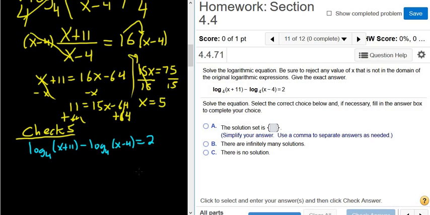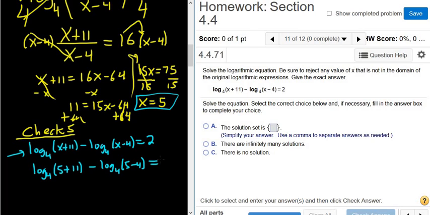To check 5, you have to take the 5 and plug it back into the original. That's why I rewrote it. So it'd be log base 4 of 5 plus 11 minus log base 4 of 5 minus 4. And that should be equal to 2. Okay, so 5 plus 11 is 16, so we get log base 4 of 16 minus log base 4 of 1, and that should be equal to 2.